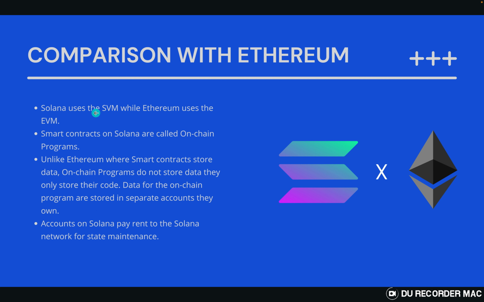So yeah, Solana uses the SVM while Ethereum uses the EVM. We already mentioned it. Now smart contracts on Solana are called on-chain programs. So you know that a smart contract basically is a program that exists on the Ethereum blockchain.